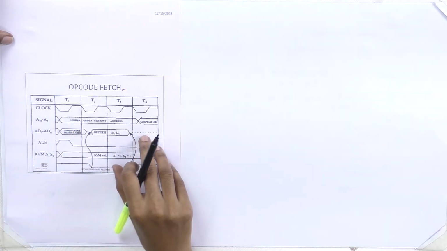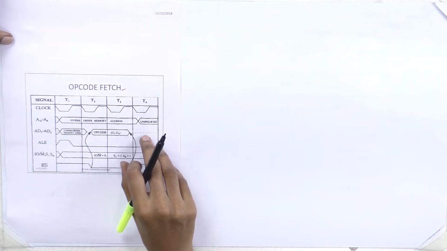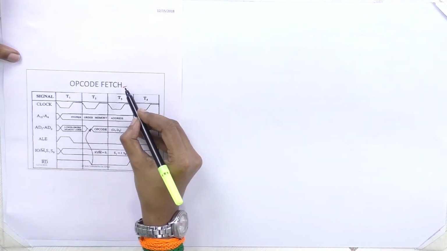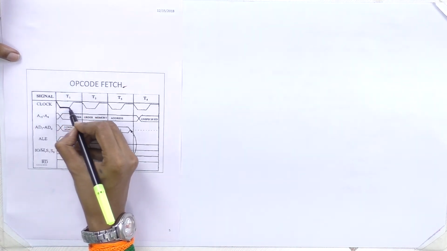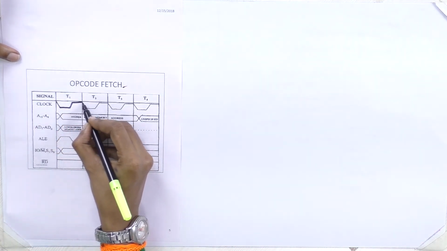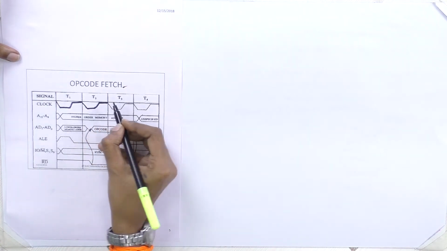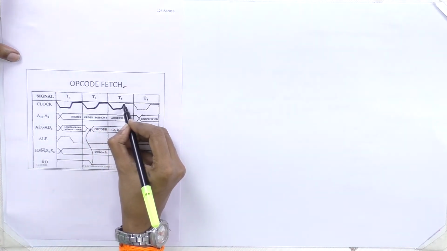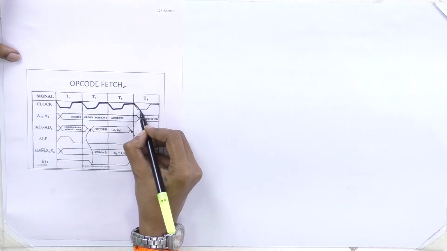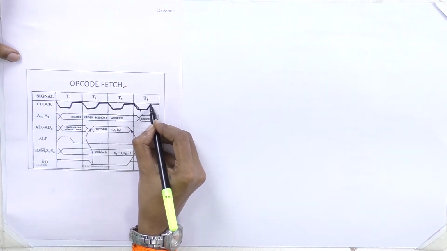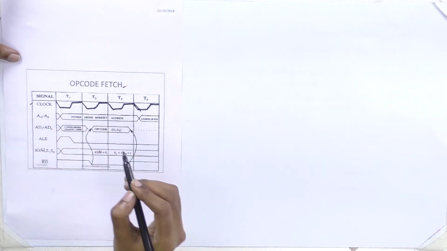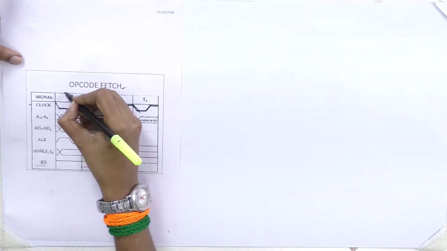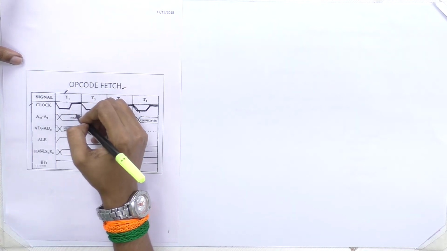I've told you that opcode fetch takes 4 T states. Here you see an opcode fetch cycle which takes 4 T states. First clock low to high is the first T state, second low to high is the second T state, third low to high is the third T state, and fourth low to high is the fourth T state. This is a clock signal, and this is the most important thing. So at the first T state, what will happen? That we will see now.